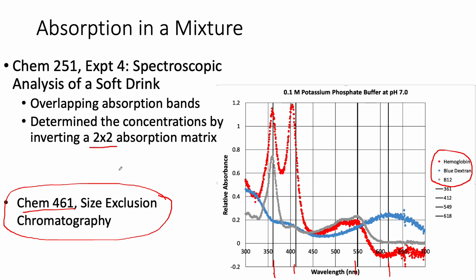Okay, all right. So that's mostly absorption and the UV visible. Next, we're going to switch gears and talk about some other kinds of spectroscopies, other types of spectroscopies.